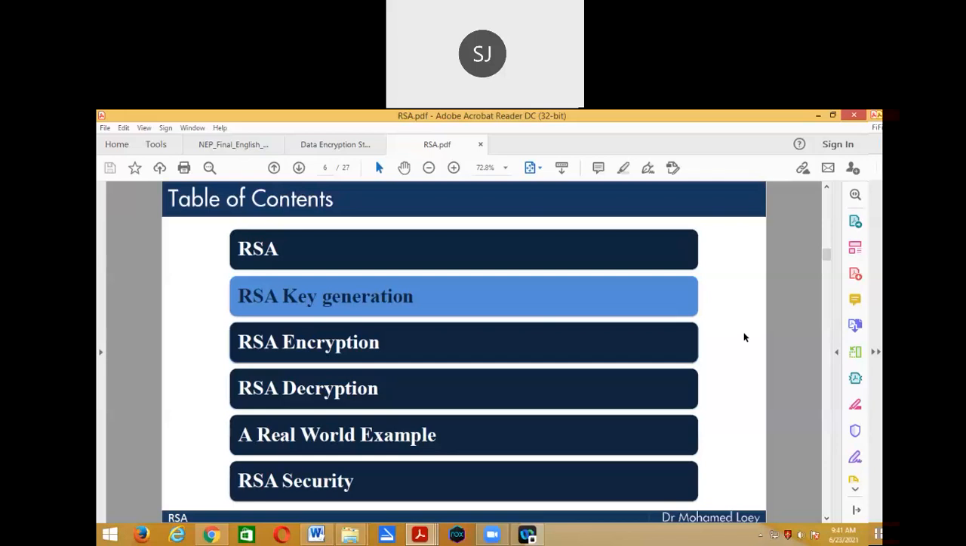Because if I share it in plain language, then that key may get exposed. Are you getting my point? So that is the problem with symmetric key encryption. Because if A and B are using symmetric key encryption, A and B should share a common key. But how has that key to be generated and how is that key shared among A and B? So that is the problem.